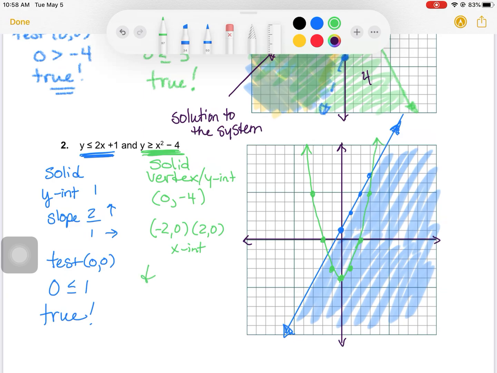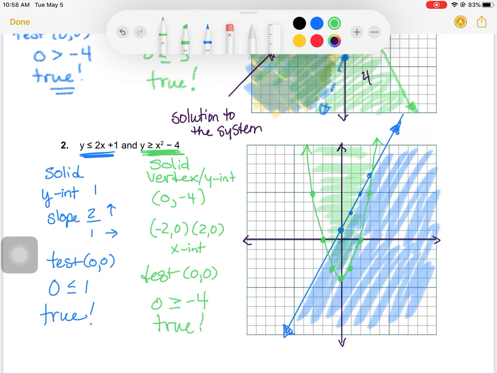Like that. I'm going to test 0, 0. So 0 is greater than or equal to -4. This is true. So my shading for this will also be, I'm going to go ahead and shade it all in green so you guys see it. It would be in the interior of the parabola.